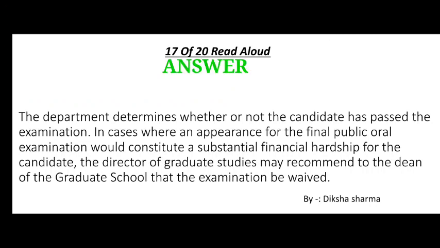The department determines whether or not the candidate has passed the examination. In cases where an appearance for the final public oral examination would constitute a substantial financial hardship for the candidate, the Director of Graduate Studies may recommend to the Dean of the Graduate School that the examination be waived.